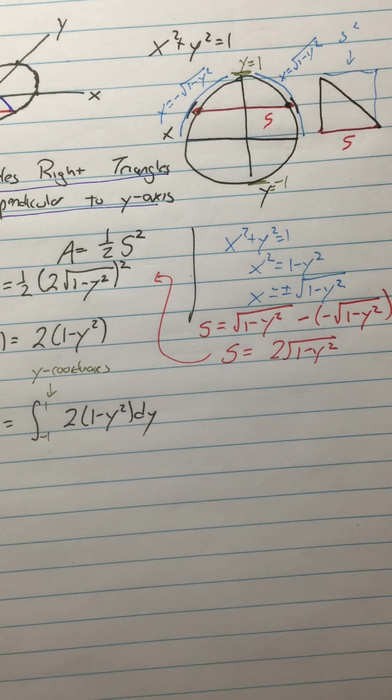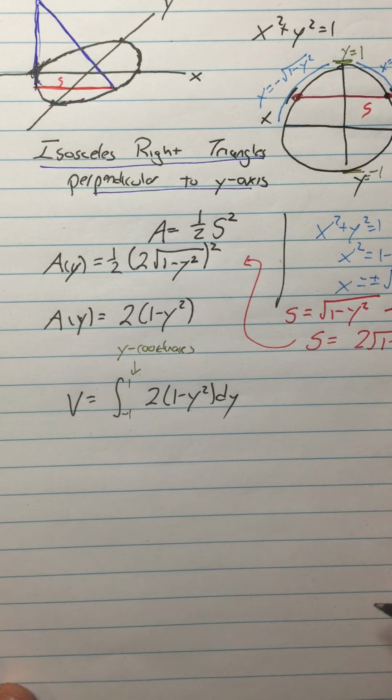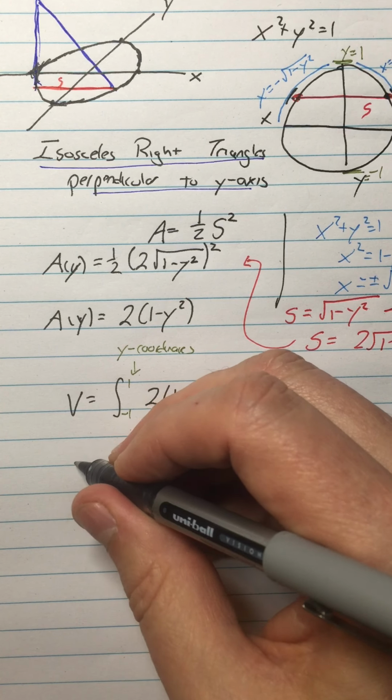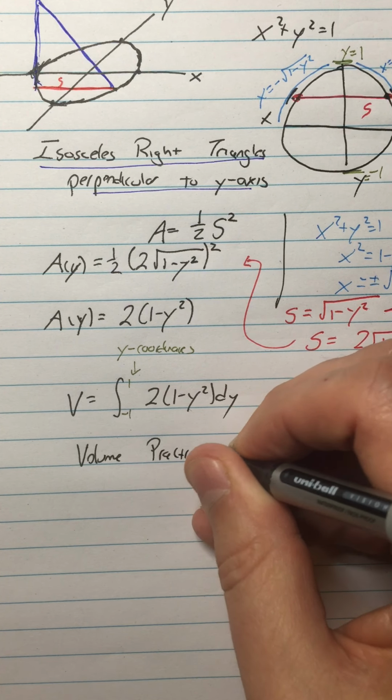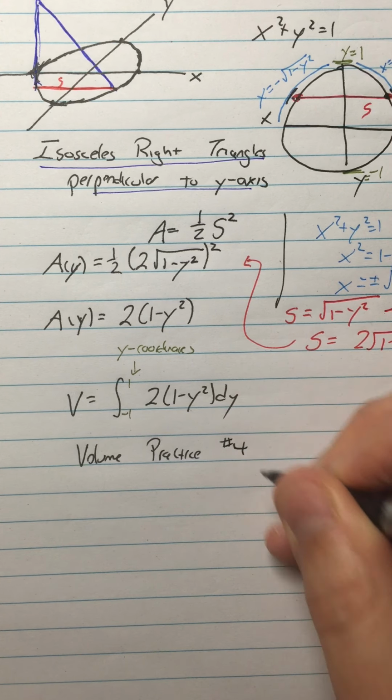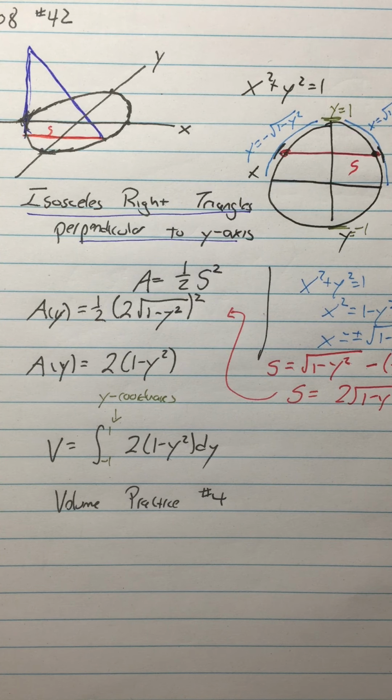With that, your final homework assignment on volumes is volume practice number 4. Now you have 4 volume practices to do, and you're also in a position where we can start talking about the volume project, which will be assigned next.